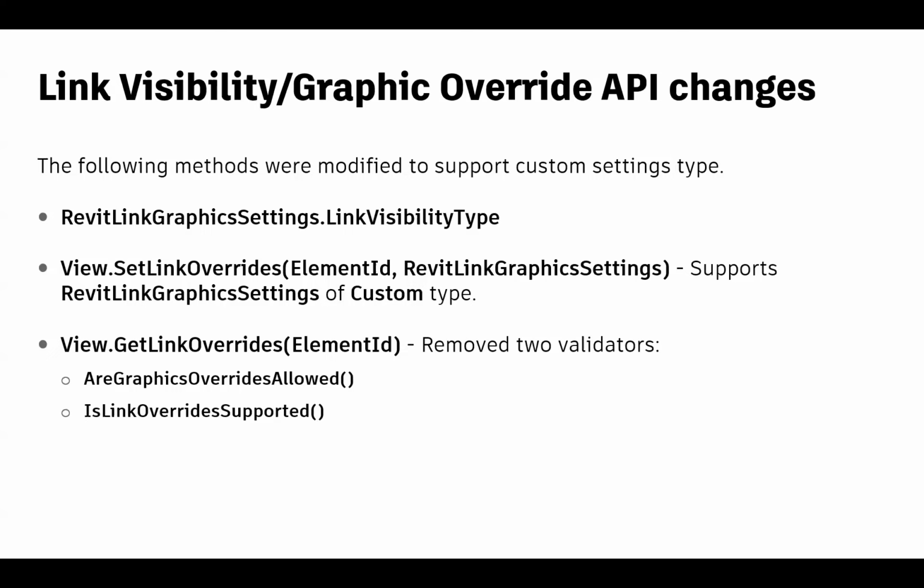So the following methods were modified to support custom settings type. It's the property link visibility type, method set link overrides, and method get link overrides. It just removed two validators. Basically, now we are able to use API for all three flavors of link visibility and graphic override settings.